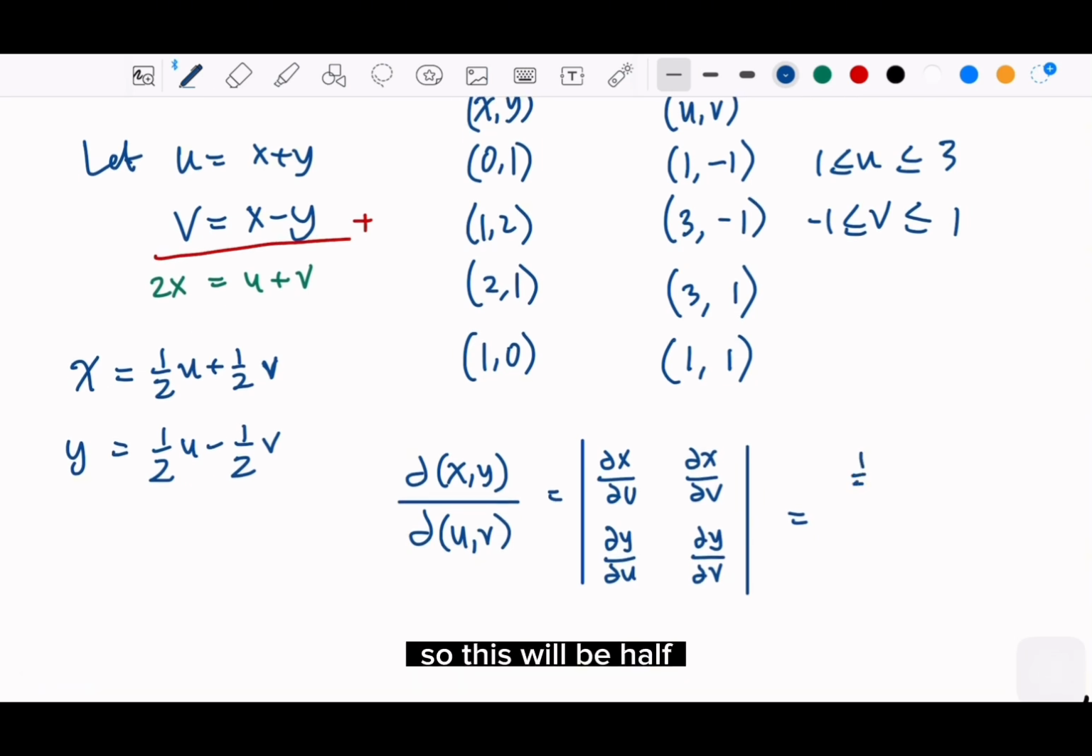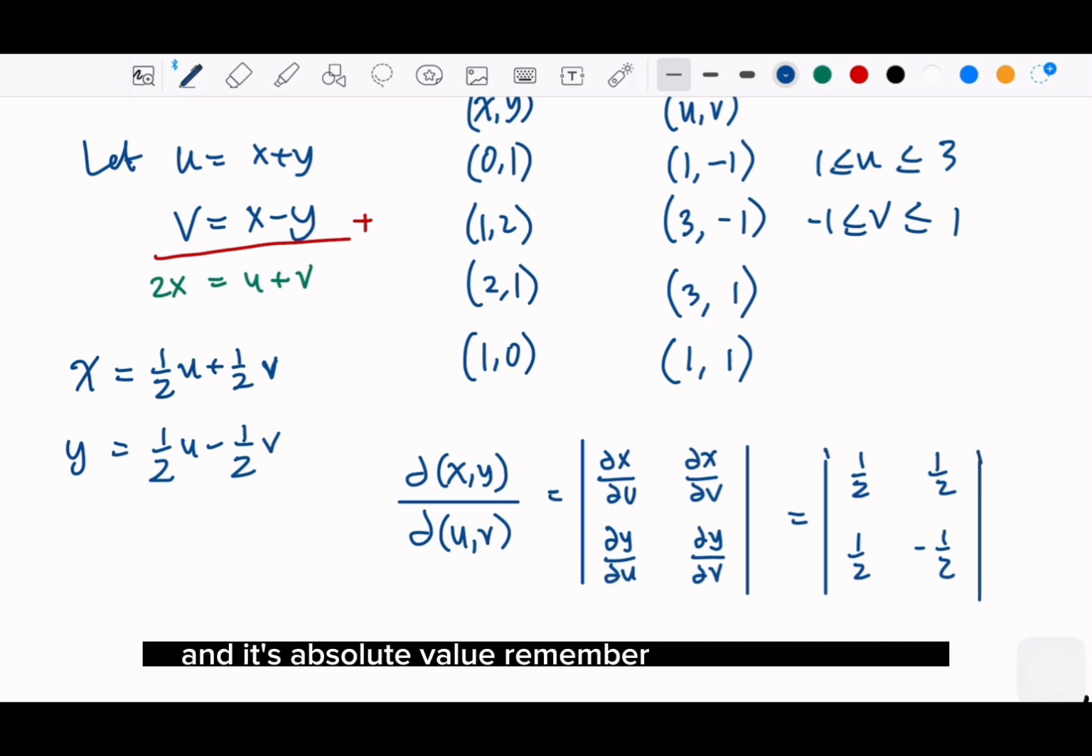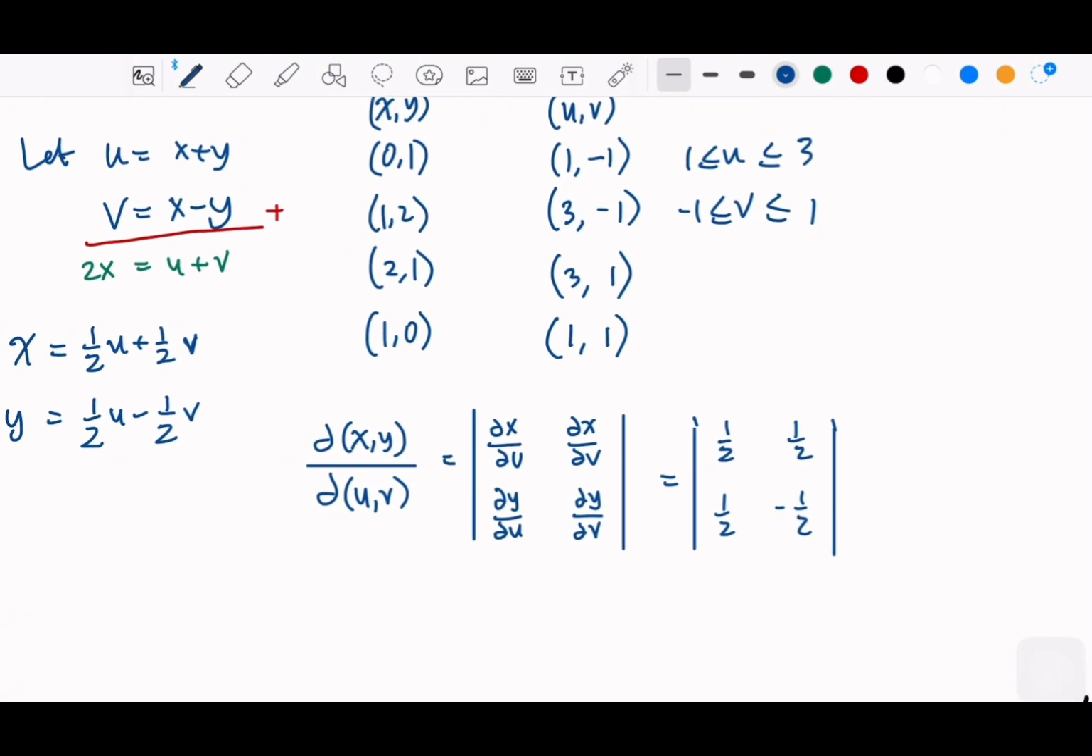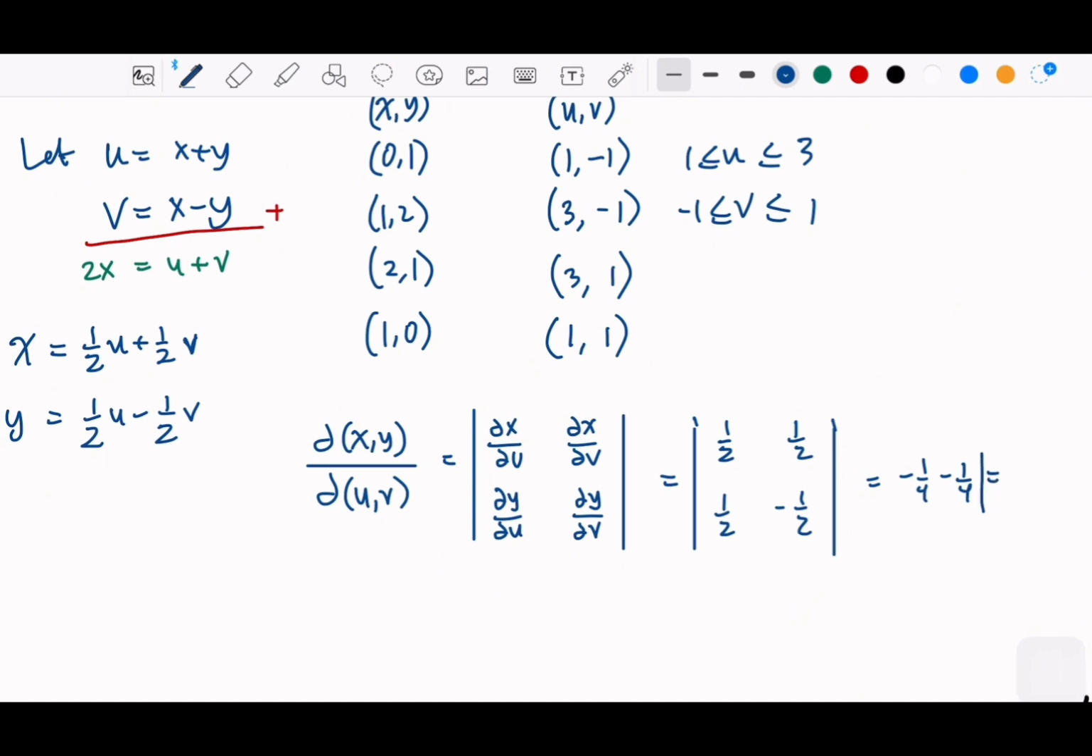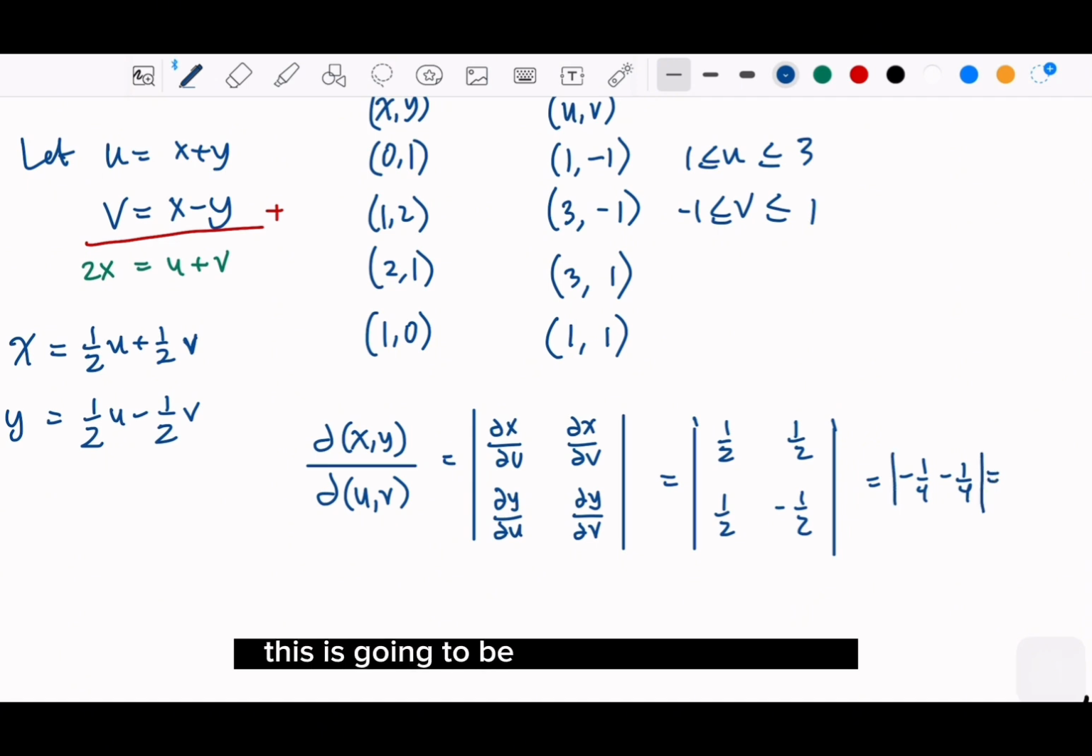So this will be half, half, half, negative. And it's absolute value, remember it's absolute value. So we have -1/4, -1/4. This is going to be 2/4 or just half.